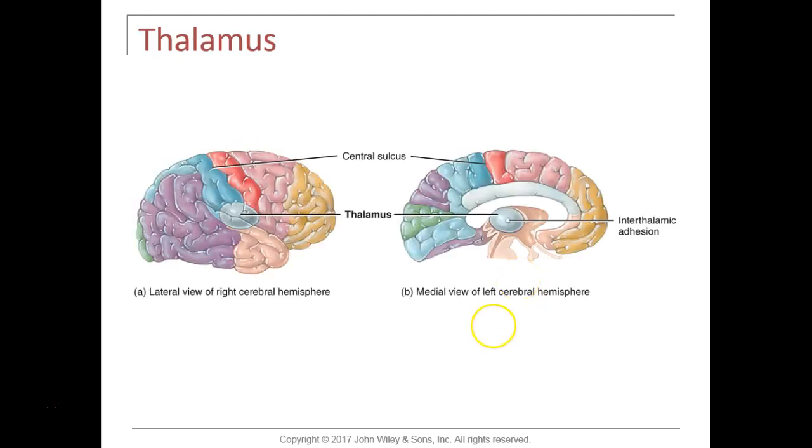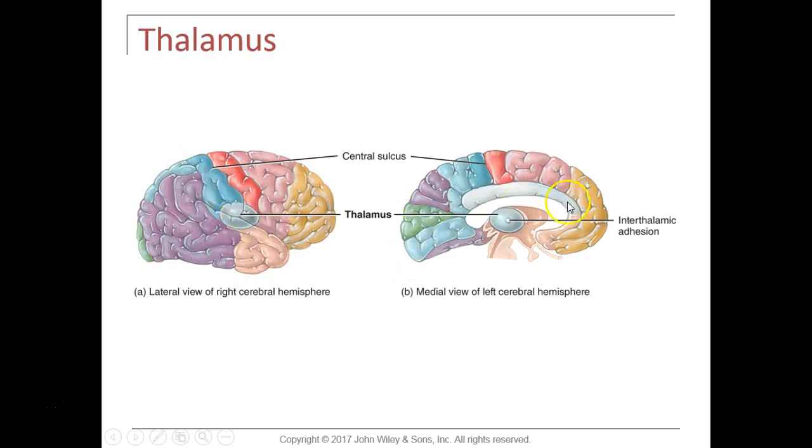So here's just a little graphic. You don't have to identify anything on these pictures. I use them just to show you where the structures are located. But you can see they projected to the surface of the cerebral hemisphere. This is the cerebrum. We haven't talked about it yet. And deep in there is what we call the thalamus.